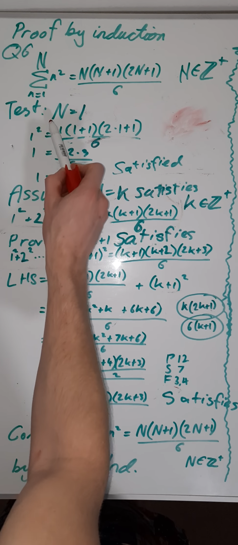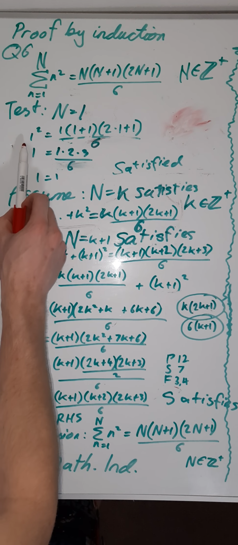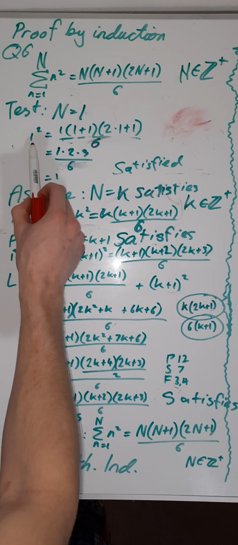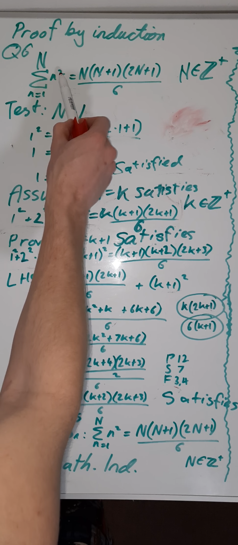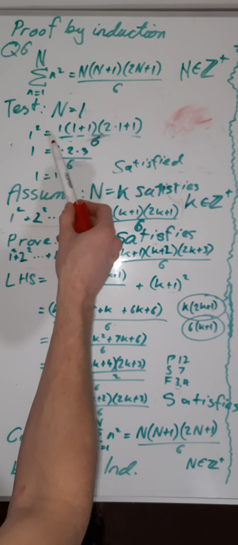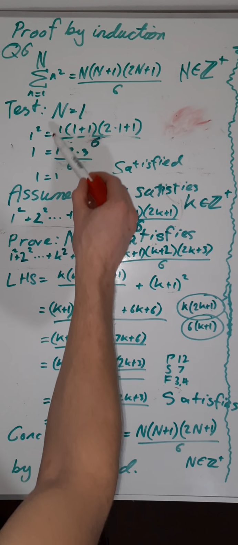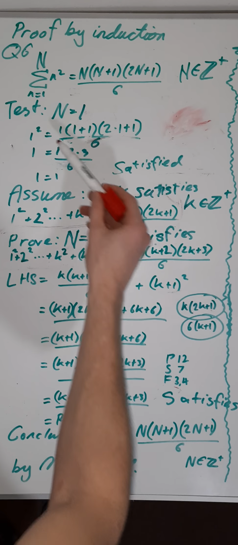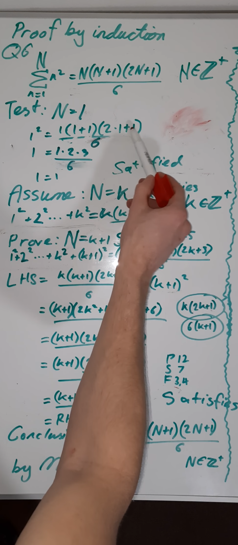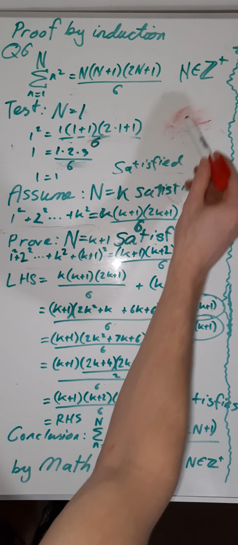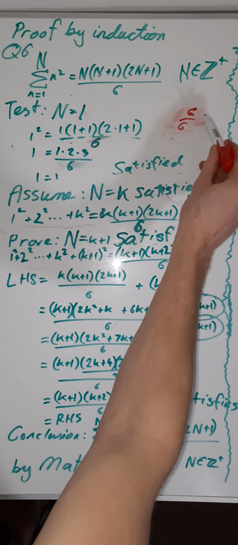So the first step is to test capital N equals 1. That's our base case. On the left-hand side, we have one term, because we're starting at 1 and ending at 1, so it's just 1 squared. And that equals 1 substituted into this expression up here. Substituting in 1 each time, we get 1 plus 1, 2, 2 times 1 plus 1, 3, which is 6 over 6, therefore equal to 1.